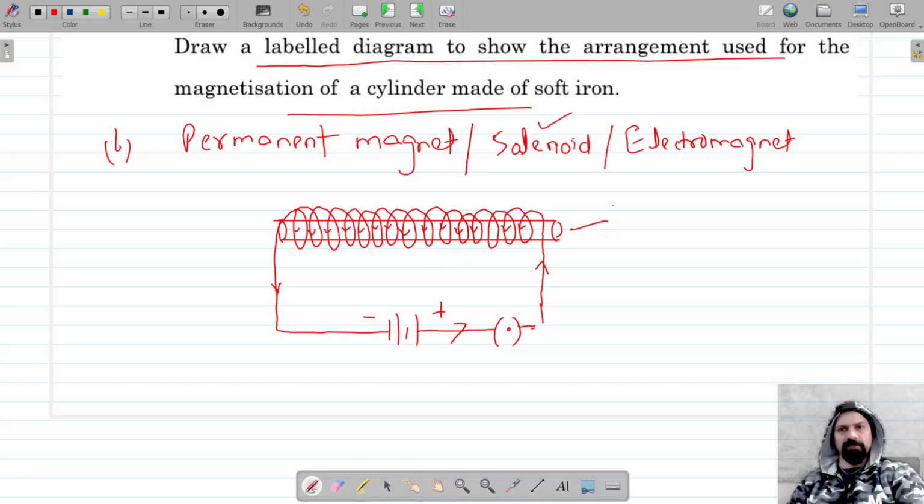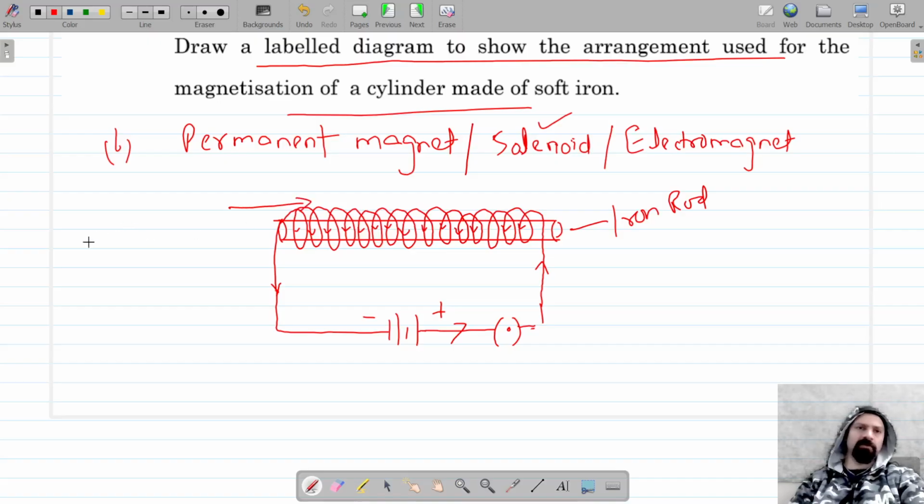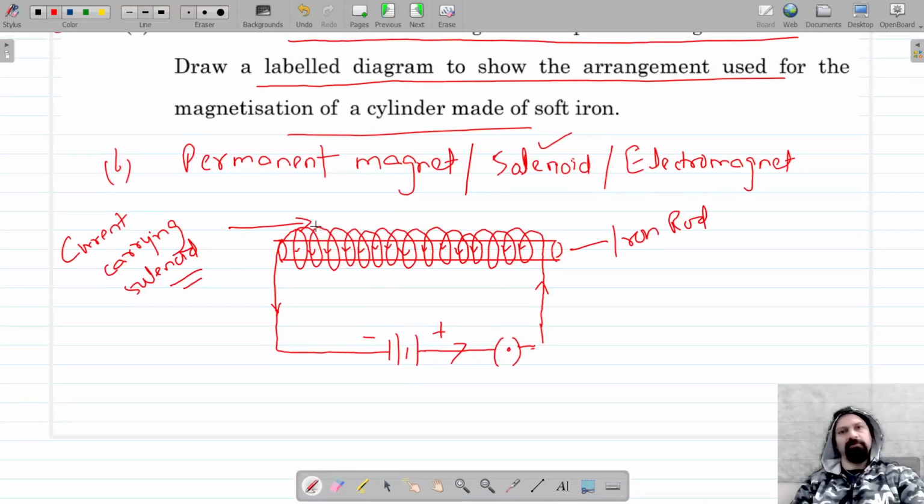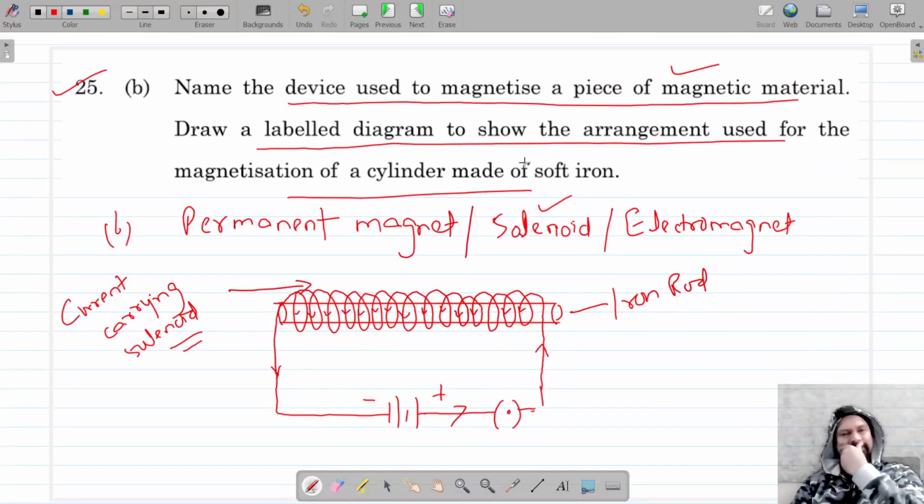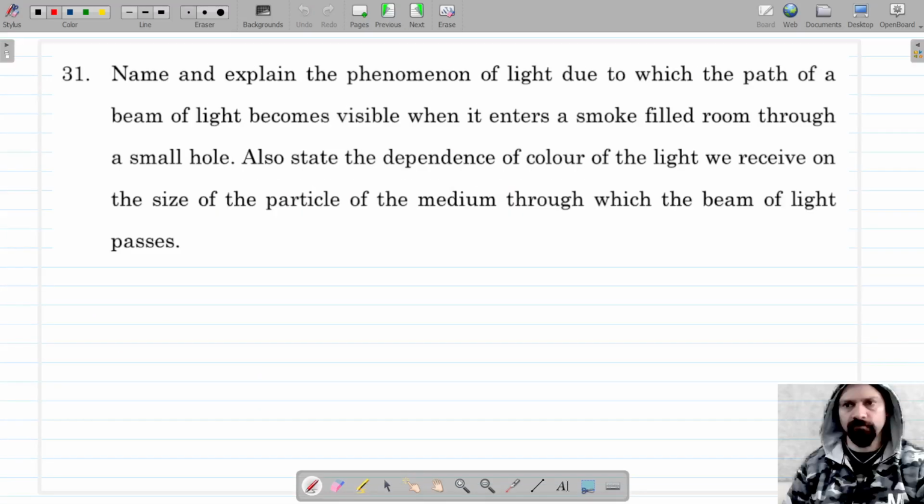Now let's label it. This is the iron rod, and this is a current carrying solenoid. So this is a labelled diagram to show the arrangement used for the magnetization of a cylinder made of soft iron, and the device we have used here is a solenoid. So this was for question number 25, part B.